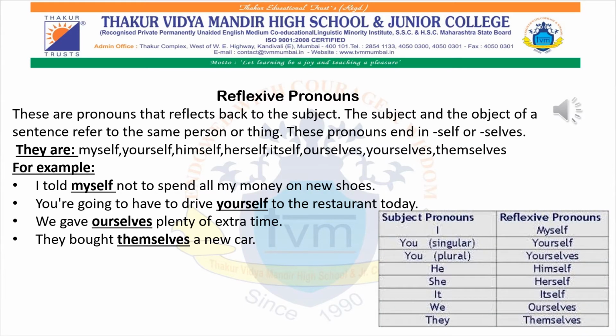Now, let's study the next kind of pronoun, that is reflexive pronouns. These are pronouns that reflect back to the subject. The subject and the object of a sentence refer to the same person or thing. These pronouns end in self or selves. They are myself, yourself, himself, herself, itself, ourselves, yourselves, themselves.